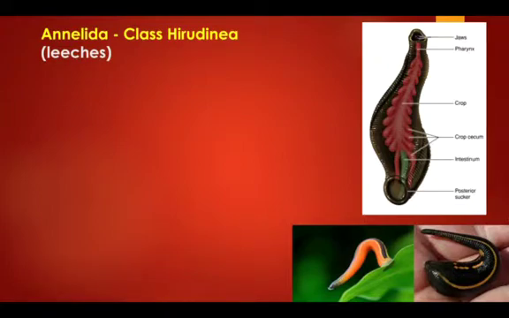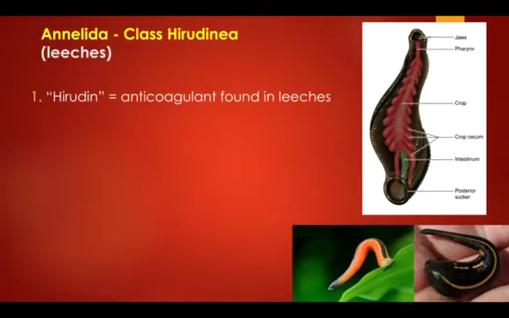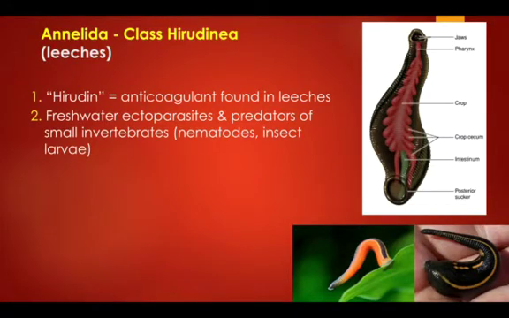The last class of annelid is the class Hirudinea. These are leeches. Hirudin, where they get their name from, is an actual compound that they excrete from their mouth. It's a natural anticoagulant that leeches produce. So this is where they get their name. Class Hirudinea is from the production of hirudin. They are freshwater ectoparasites, and they can be predatory. They're mostly going to be eating small invertebrates, things like nematodes and insect larvae.